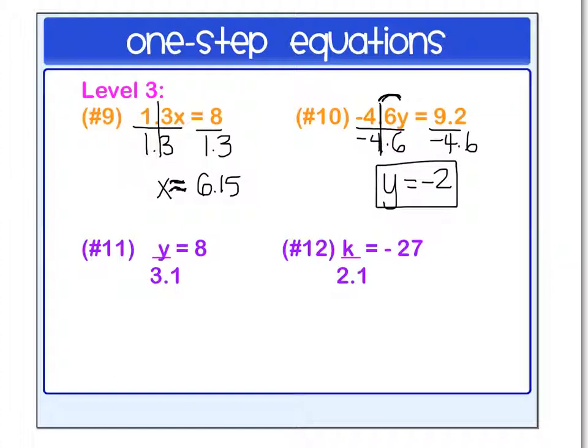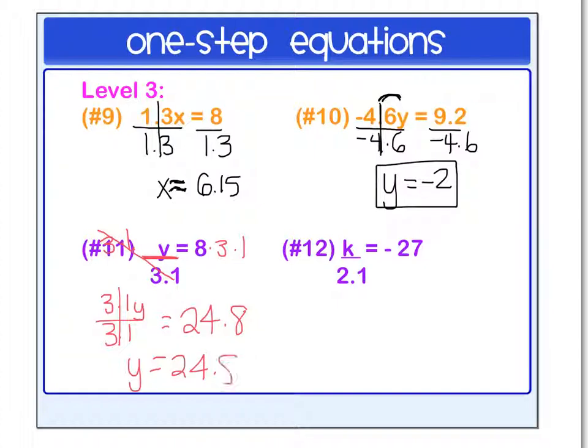On problems 11 and 12, you'll notice that our decimal is connected by division. And in order to undo division, we're going to multiply on both sides by 3.1. On the left side, they cancel out because we would be left with 3.1y over 3.1, which is 1y. And now we have to do 8 times 3.1, which ends up being 24.8. So y equals 24.8.